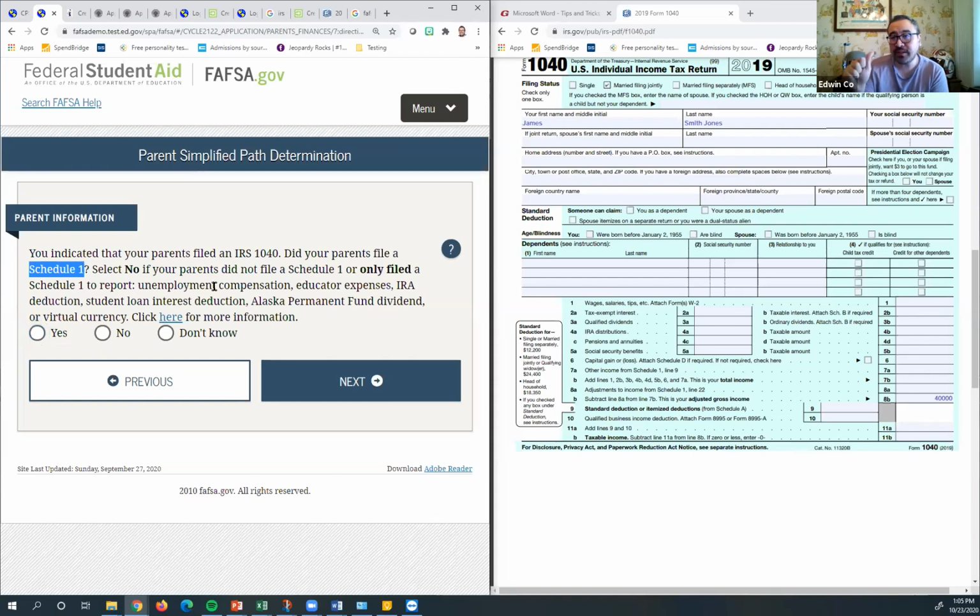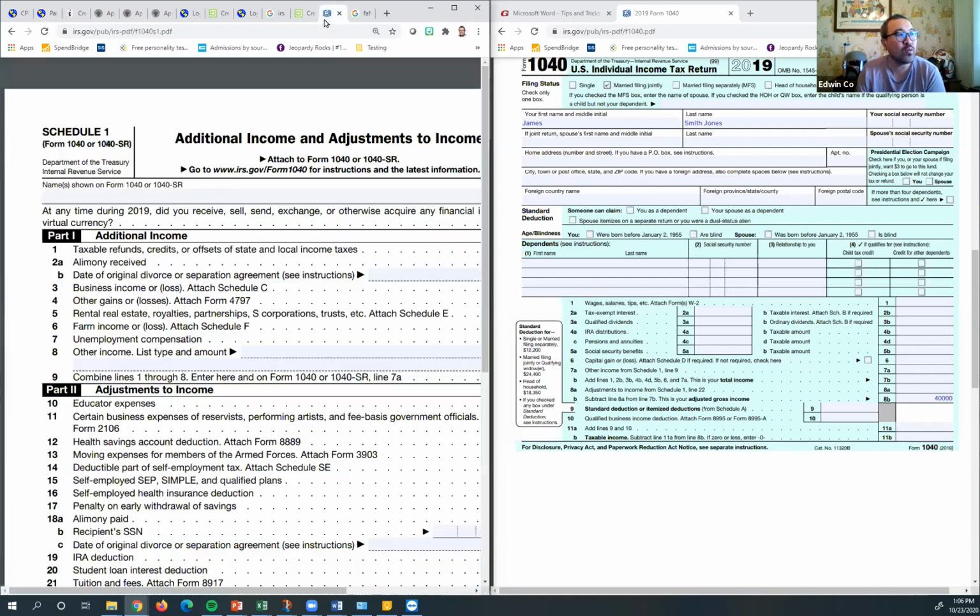So what you're going to do is flip a few pages behind, usually the next page after the 1040, or maybe two or three pages after that. You'll see something called a Schedule 1, or you might not see it. A lot of parents, if they're just regular W-2 salary workers, won't have a Schedule 1. It's usually if they have independent businesses or are contractors. So if it says Schedule 1 in your sheets, that's a yes.